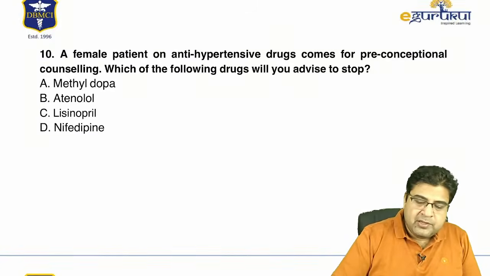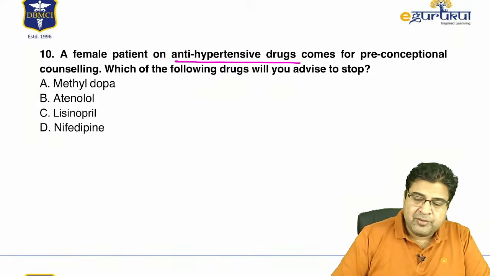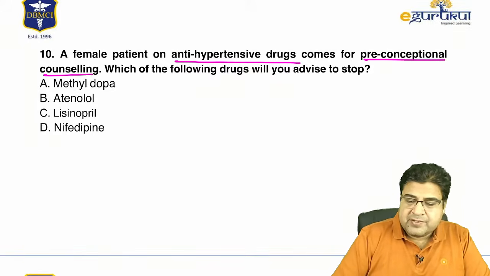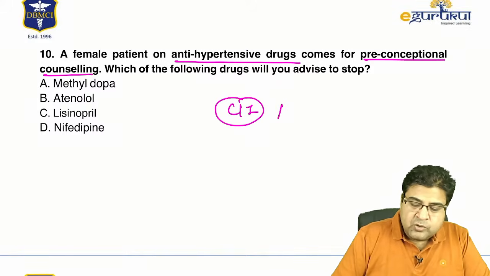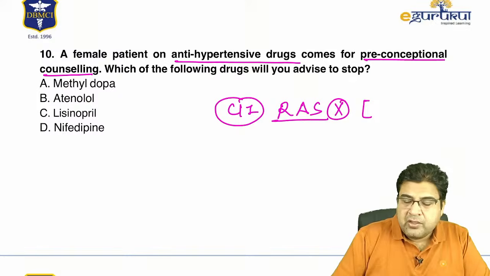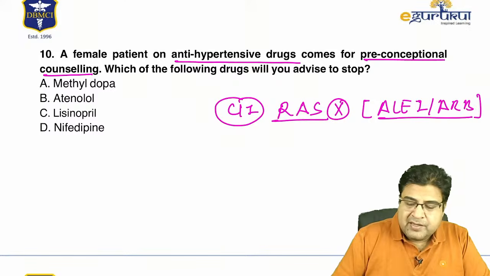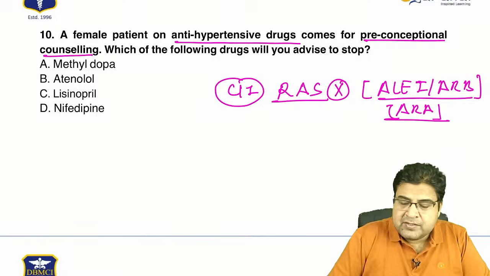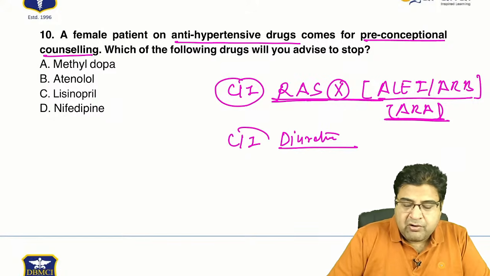Now question number 10, patient is on anti-hypertensive drug. So anti-hypertensive drug is very important topic for NEET PG. The patient has come to you with pre-conceptual counseling. Now which drug you will avoid? So guys, in pregnancy, there are two groups of medicines which are contraindicated. Any medicine that will act on the RAS pathway, renin-angiotensin pathway, drugs like ACE inhibitors, ARBs, or aldosterone receptor antagonists, these medicines are contraindicated, plus all diuretics. So these two groups are strictly contraindicated.